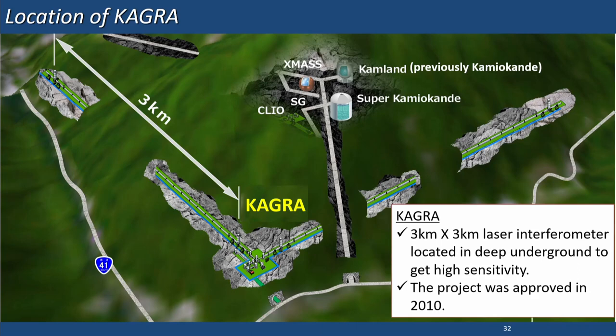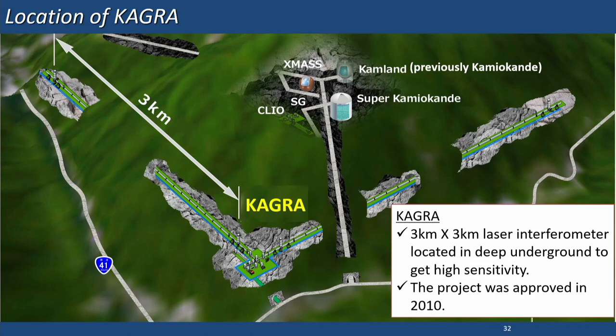Okay, so this is the sketch of the KAGRA laser interferometer. It is a 3 kilometer by 3 kilometer laser interferometer located deep underground. Well, you may ask why locate it deep underground. Well, in these detectors, the seismic noises are a serious background. And if you go underground, the seismic noises are reduced substantially. Therefore, we decided to go underground. And the project was approved in 2010.